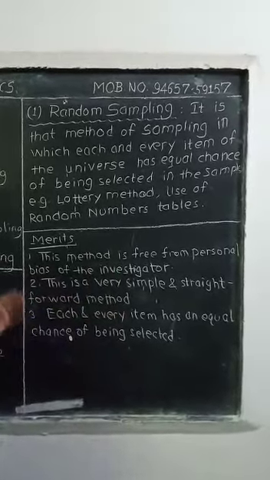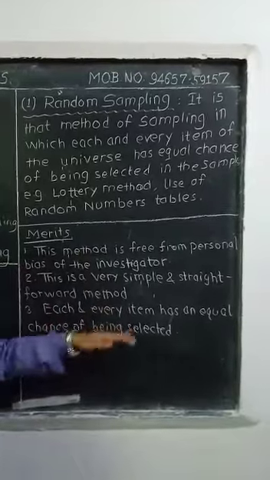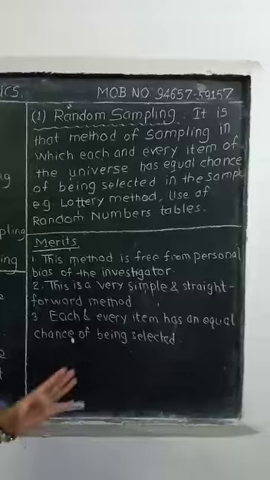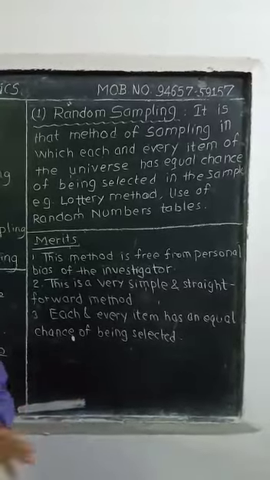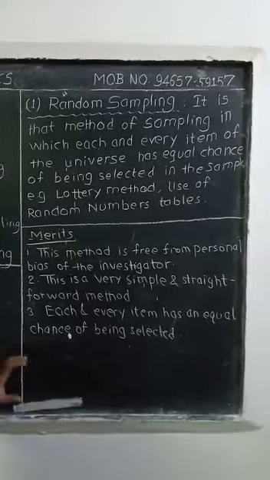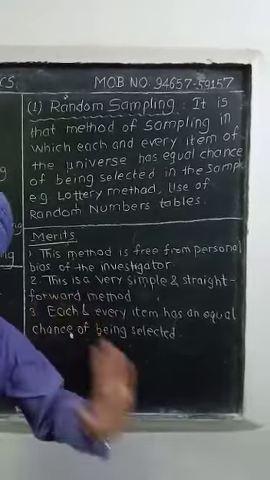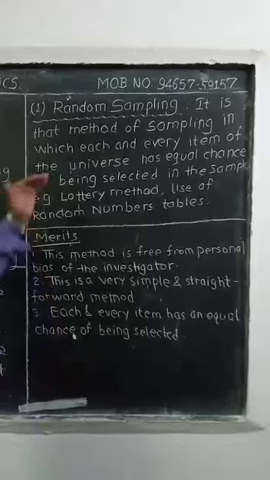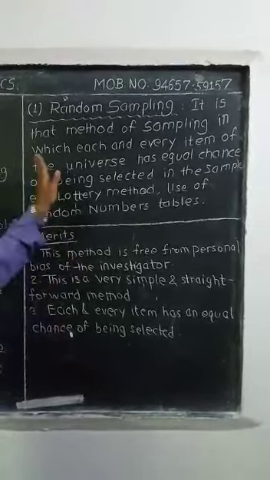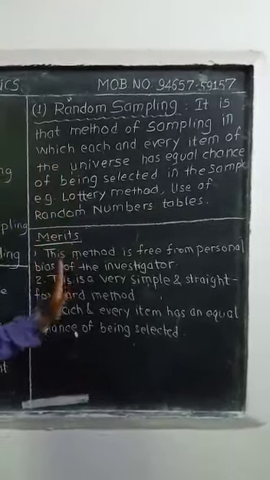And the last merit is that each and every item has an equal chance of being selected. If I am taking only boys, then girls will be left. If I am taking only girls, then there is no chance of boys being selected. So in this method each and every item has an equal chance of being selected. Random sampling and its merits can be asked in 4 marks or 3 marks: explain random sampling, write its 2 merits and 2 demerits.